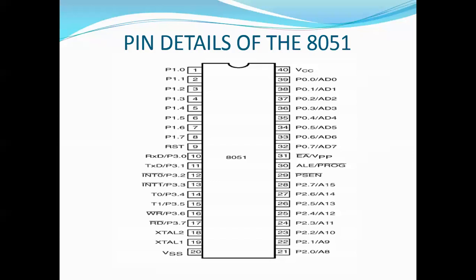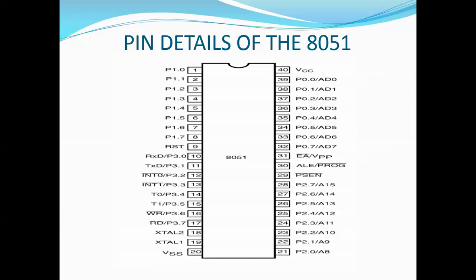Most digital ICs, like the OR IC and AND IC, all logical ICs mostly have the first side's last pin as ground, and the second side's last pin as VCC. Like here also, the 20th pin is ground, VSS is ground. The 40th pin is VCC, that is power. Same as a digital IC, the first side's last pin, the 20th pin, is ground. The second side's last pin is VCC.